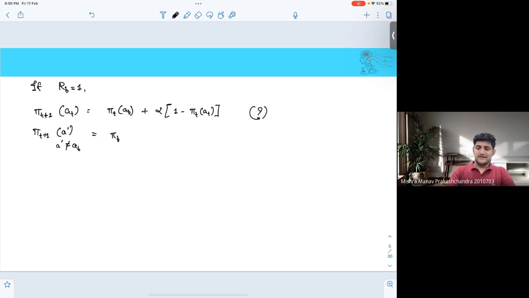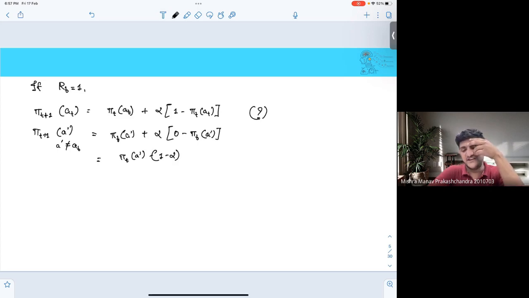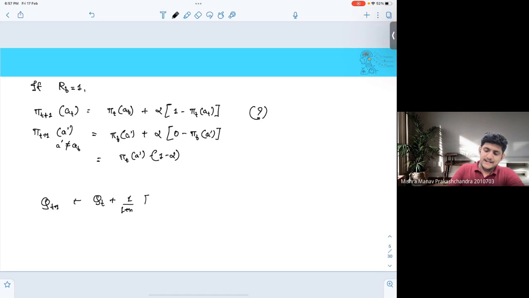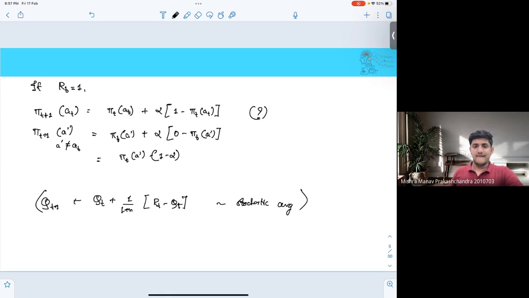I just wrote something, but you might be wondering, how did this come from? So if you remember last class, we started with stochastic averaging. For stochastic averaging, we had Q of t plus 1 was Q of t plus 1 by (1 plus n) times (R t minus Q t), some equation we had for stochastic averaging, if you remember last lecture. And we had also seen how we derived this formulation.